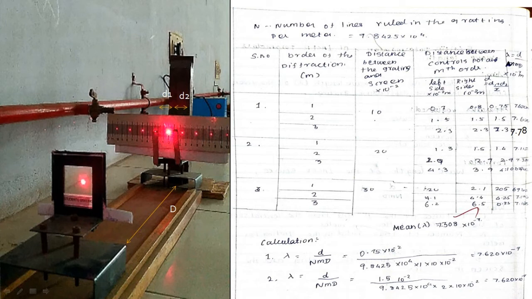Similarly, we calculate order of diffraction 2 and order of diffraction 3 for distance 10 centimeter, then for distance 20 centimeter orders of diffraction 1, 2 and 3, and then 30 centimeters also. Finally, we calculate the mean value of the wavelength, lambda, which equals 7.38 into 10 to the power minus 7 meter.